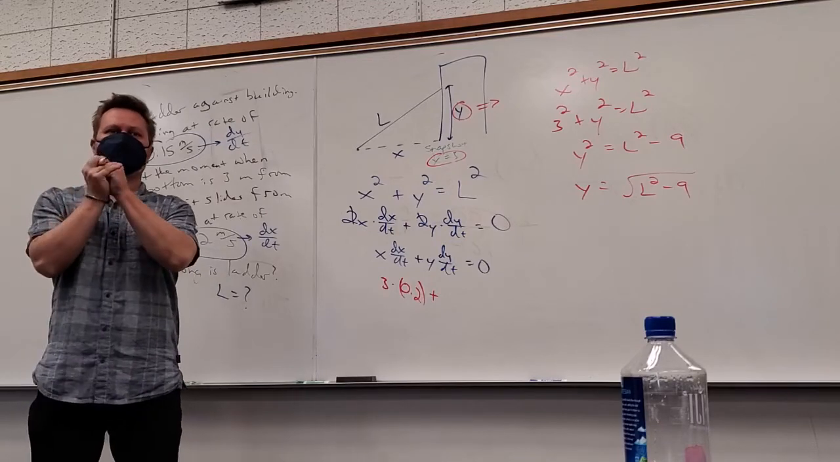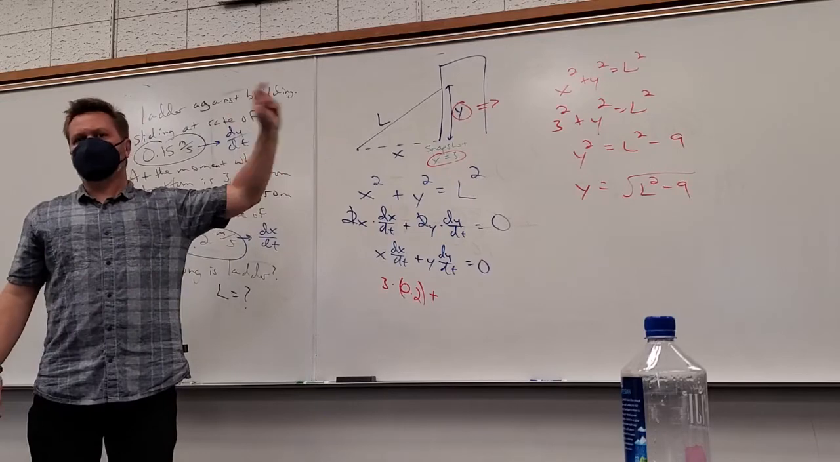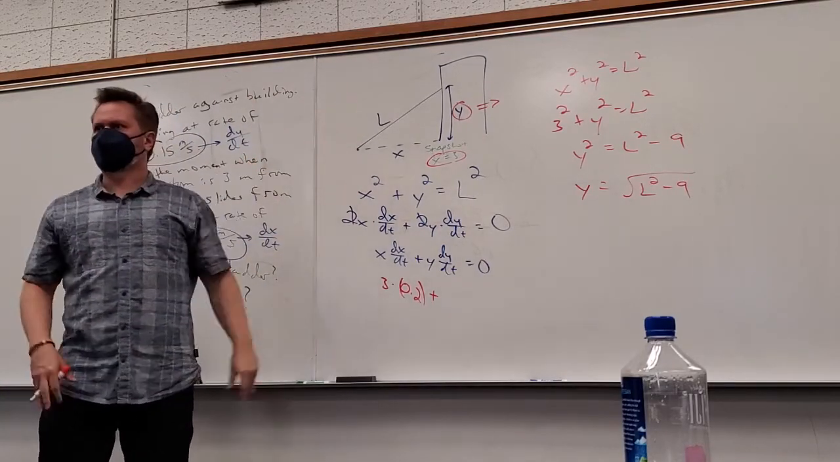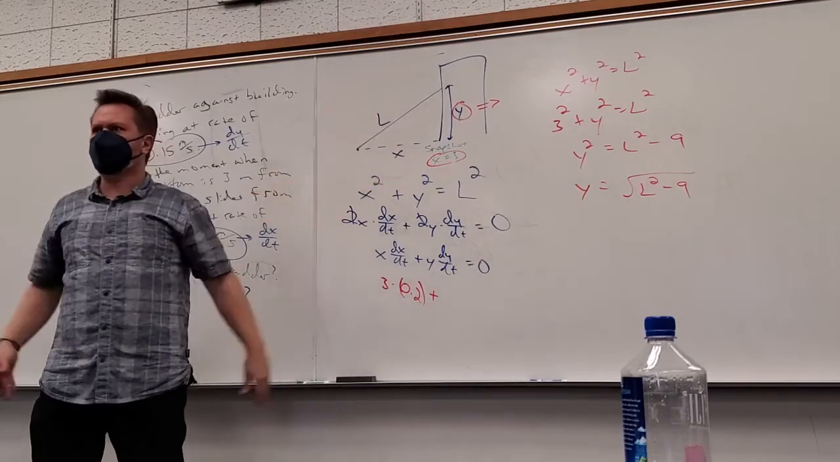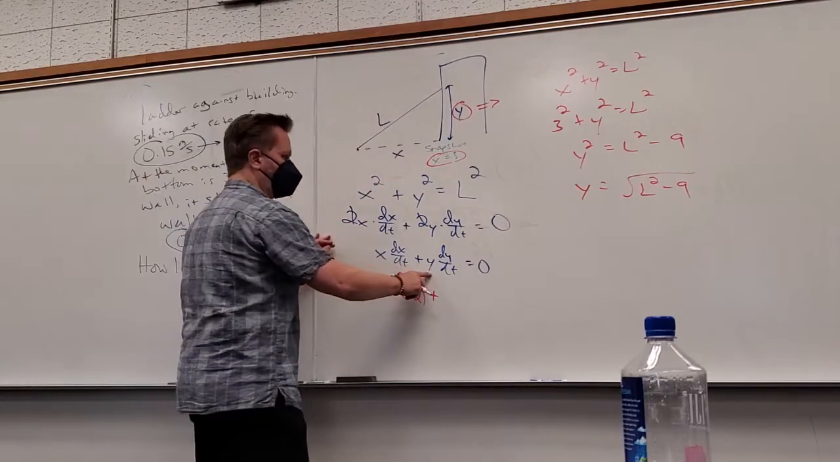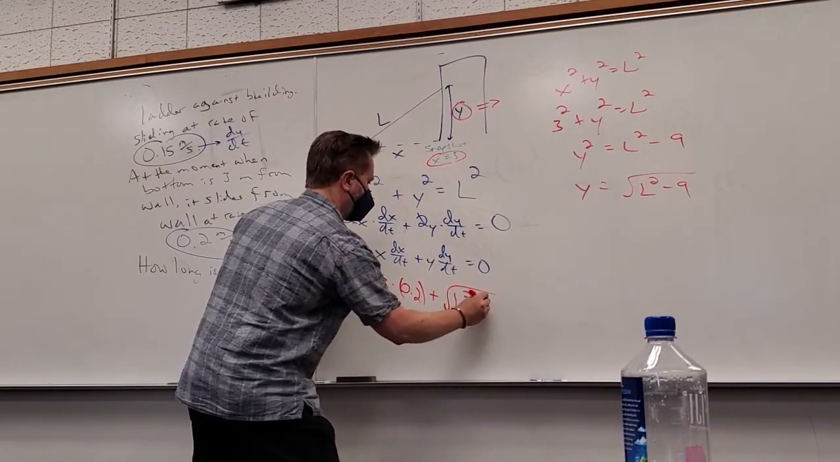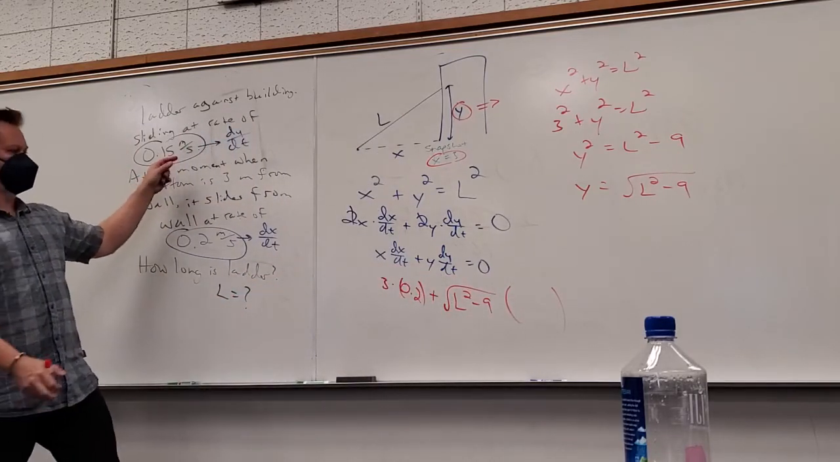I love you guys. This is such a beautiful problem. The weird part about this problem is, I don't know what this number is, but I know it is a number. So it just acts like a number, it just goes through. So now what do I put in place of y? That. And what's dy dt? 0.15.